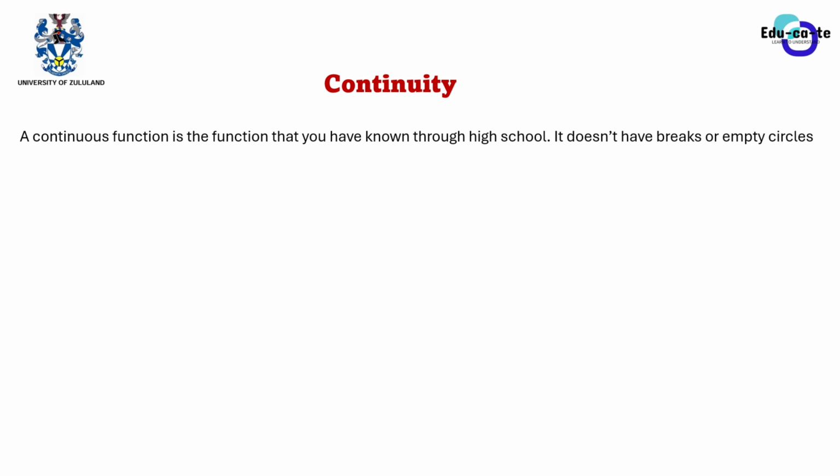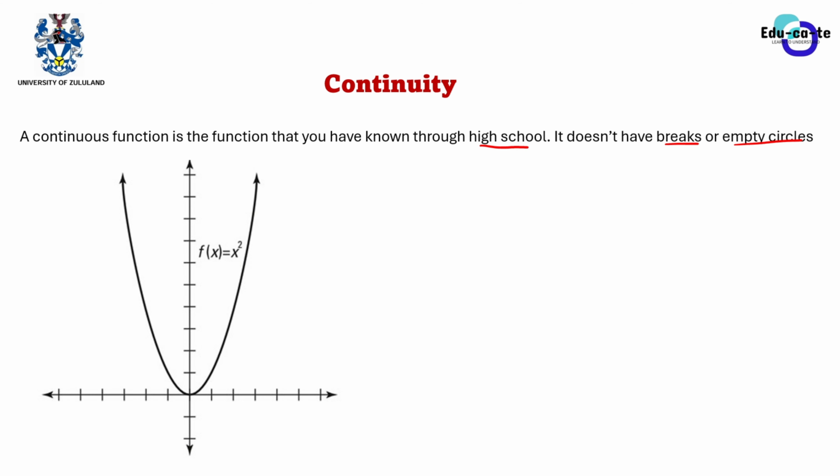Today we are talking about continuity. When we say that a function is continuous at a particular x value, we just mean a function like the ones you have known through high school, one that doesn't have any breaks or empty circles. I'm sure that through your university journey, you've seen functions that have empty circles and wondered what's happening there. So this is just a normal continuous function. We say that this function is continuous on its domain, from negative infinity to positive infinity. It just means that you do not find empty circles like this one.